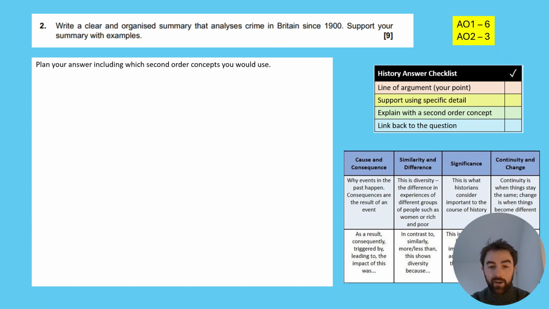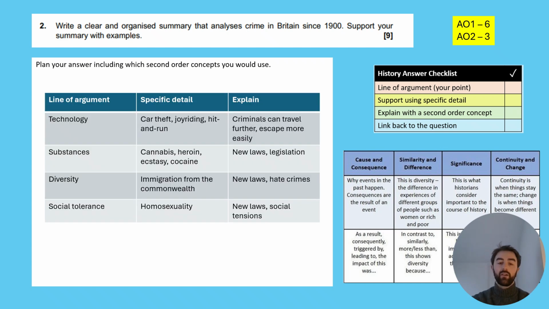Now here I've had a go myself. I've actually made multiple examples. I've got 4 different lines of argument. I haven't even used the one I used as a model earlier. I've got technology, substances, diversity, and social tolerance. And then I've built on that with specific detail. So substances, I've got cannabis, heroin, ecstasy, cocaine.